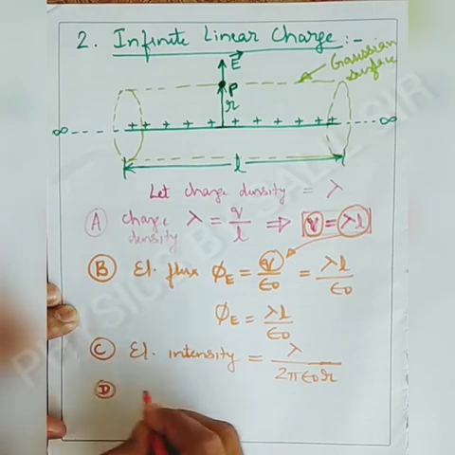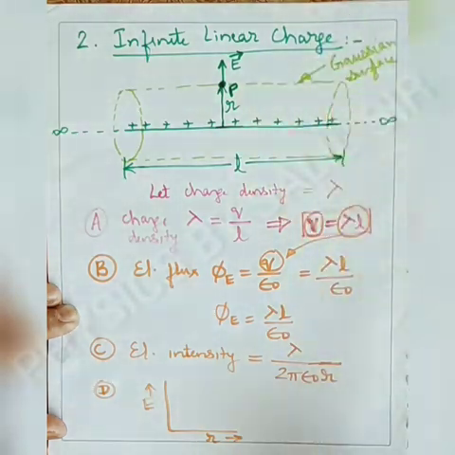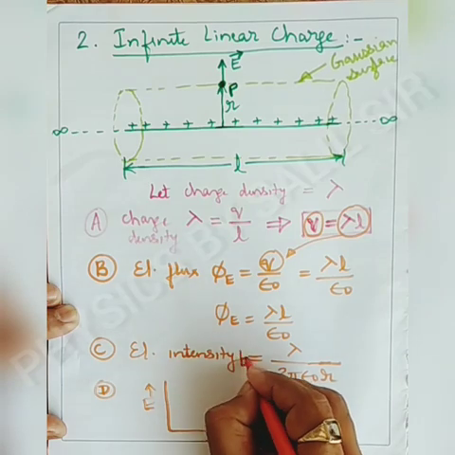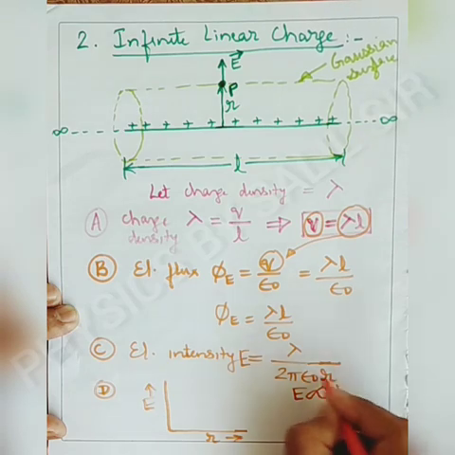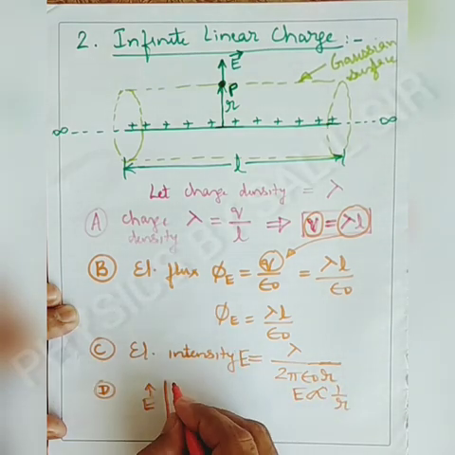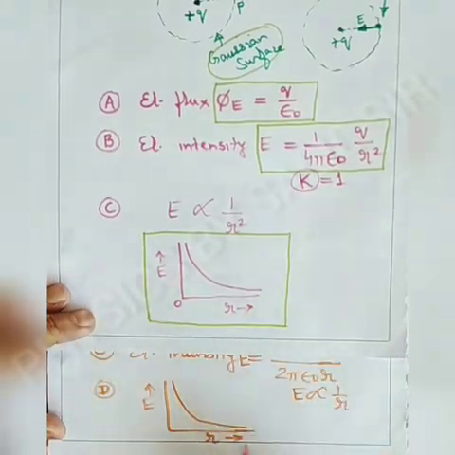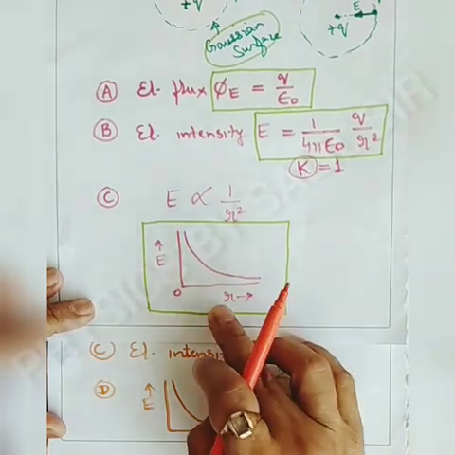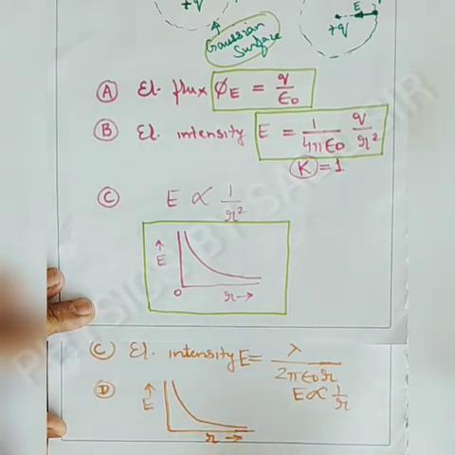And fourth one, you have to remember the relation between electric field and the radius of the Gaussian surface. Electric field intensity is represented by E. It is clear that E is inversely proportional to R. This is R, this is E. The graph will be the same as it was explained during the explanation of point charge. The same graph. This is the graph of point charge. This is the graph of infinite linear charge. Graph between E and R.